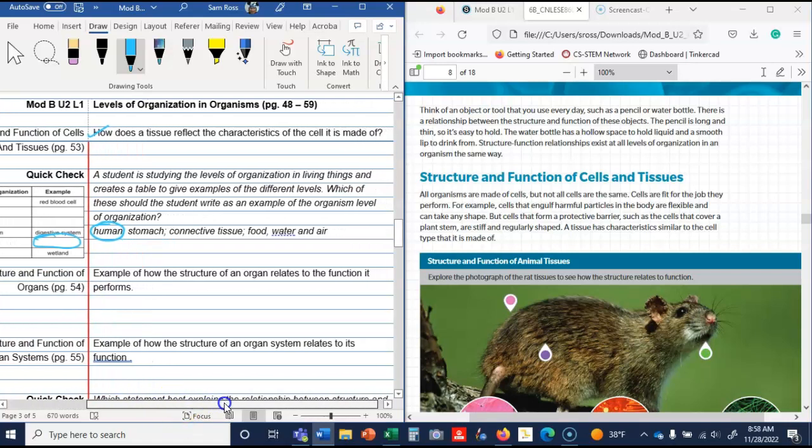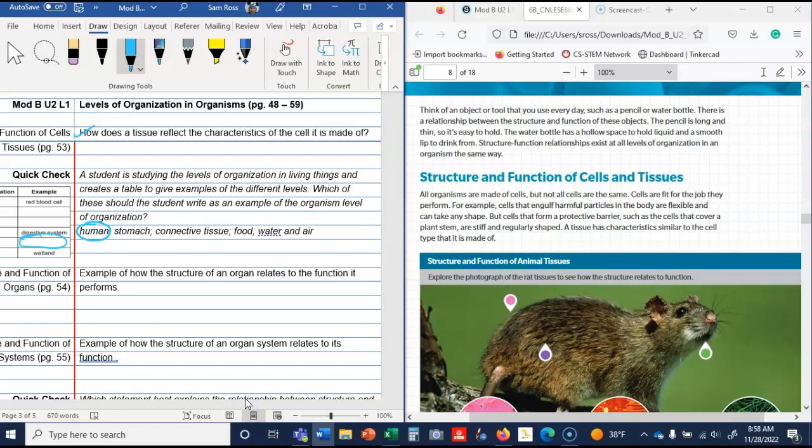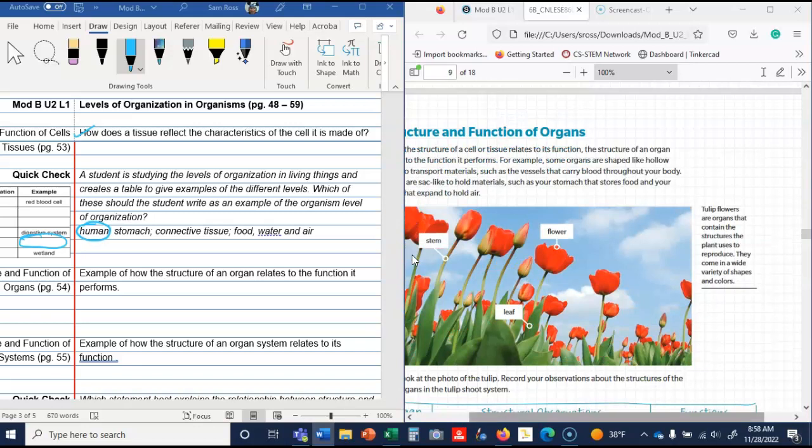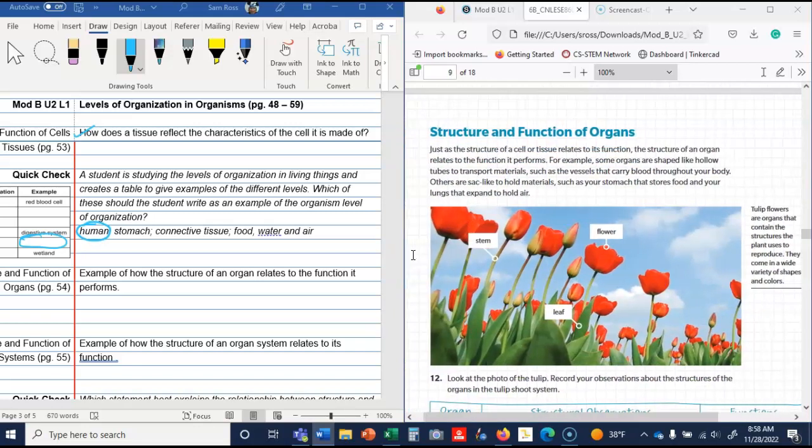Thank goodness. And then it says, explain how the structure of an organ relates to the function it performs. So let's go down here where it has structure and function of organs. The structure of an organ relates to the function it performs. For example, some organs are shaped like hollow tubes to transport materials. So what I would do is I would give that example. Others are sac-like to hold materials. So those are two examples of how the structure of an organ relates to the function it performs. So tubes for transporting materials and sac-like to hold materials. Okay.